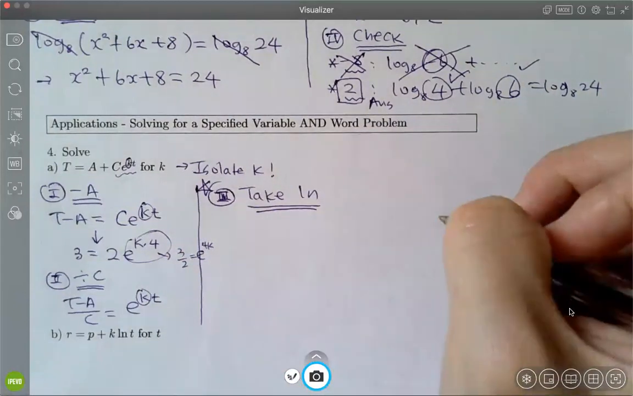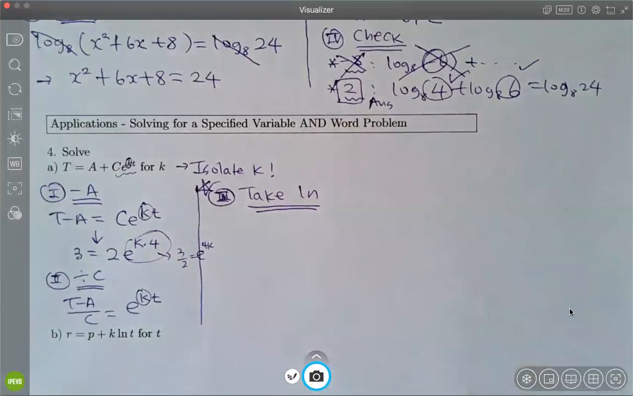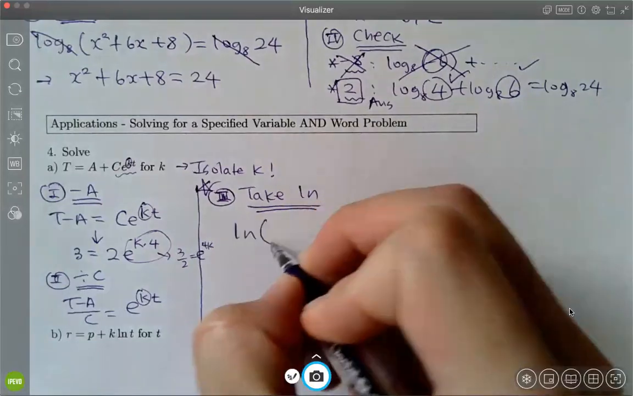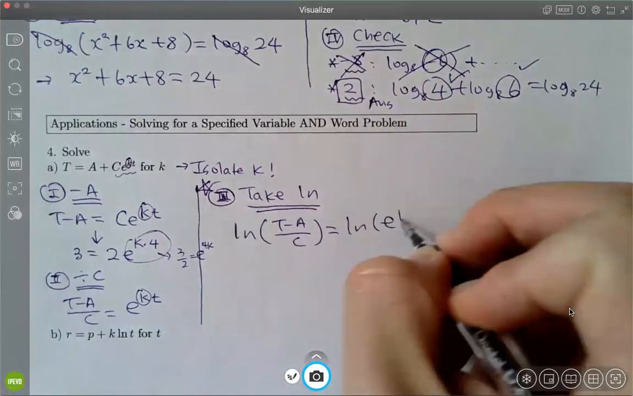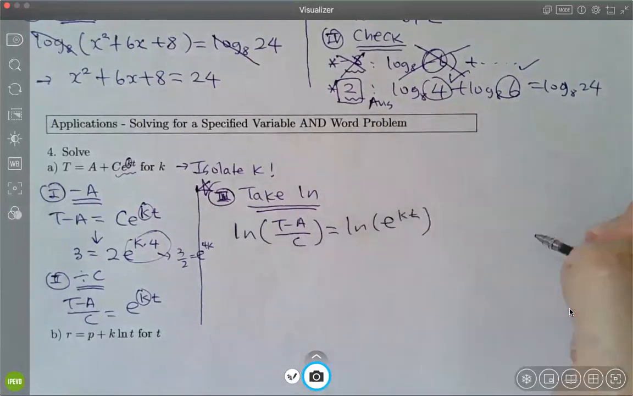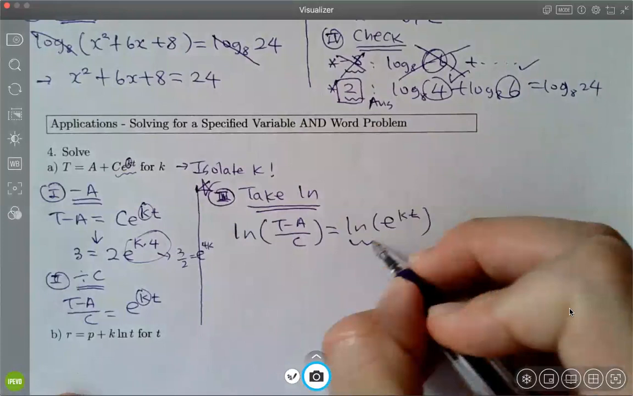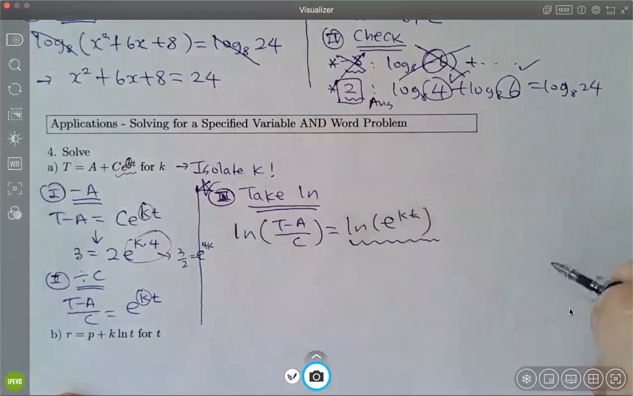Okay, so what does that mean? ln of t minus a all over c is equal to ln of e to the kt. Okay, so now simplify this right-hand side. ln of e to the kt. What's that equal to?